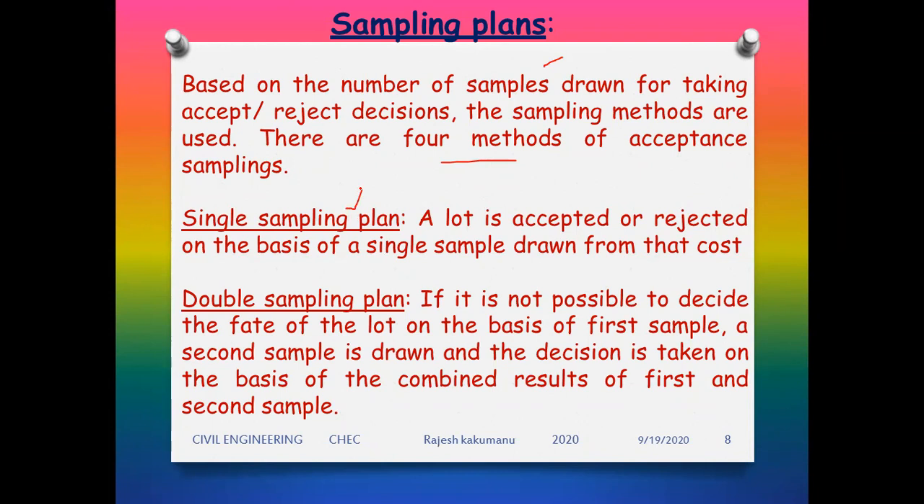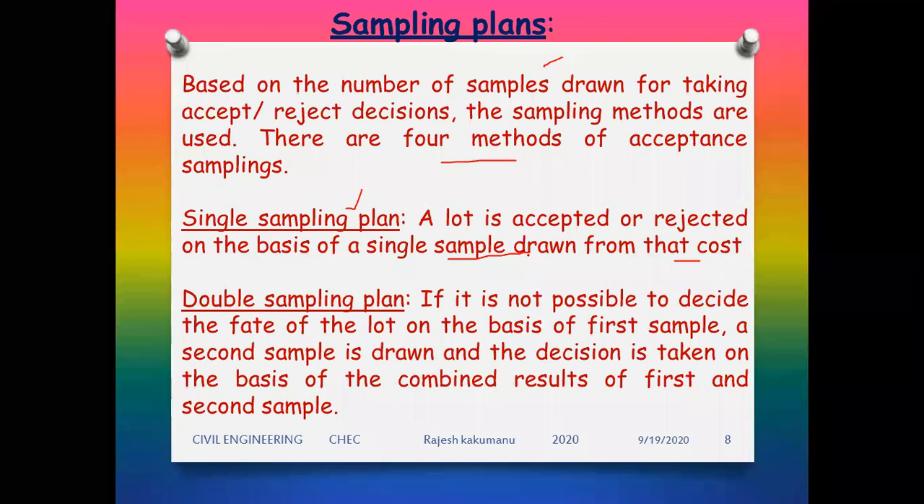A lot is accepted or rejected on the basis of a single sample drawn from that lot. For example, if you are purchasing vegetables, like brinjal or carrot, for a cost of 30 for half a kilo or 1 kilo. Whenever you are taking a single sample, if you go to any vegetable shop and see carrots or brinjals, wherever it is good, you will go there and purchase the material. So by seeing it, you can simply say whether it is a good product or a bad product.